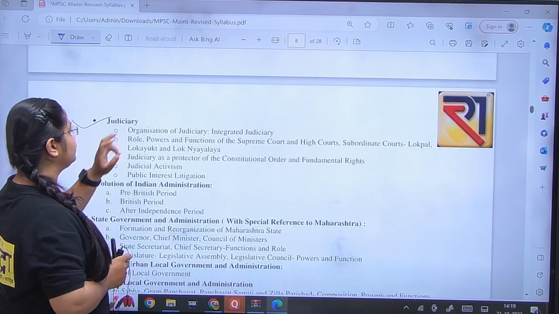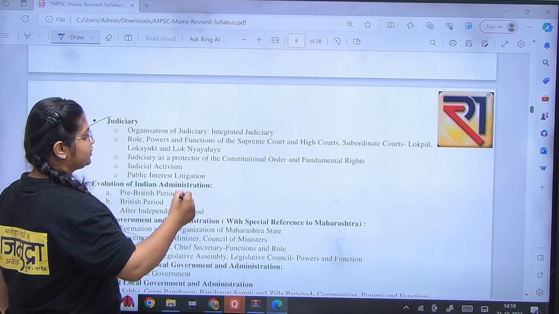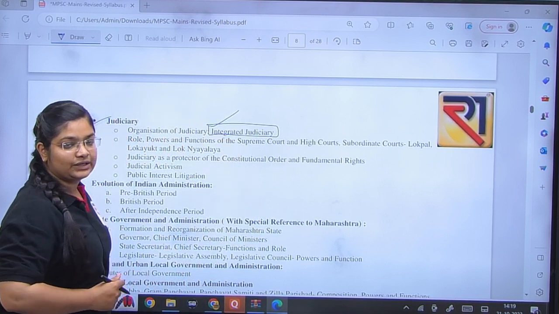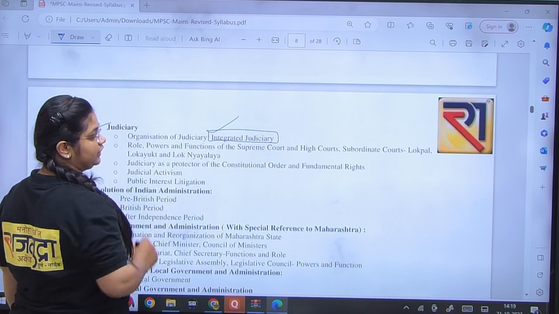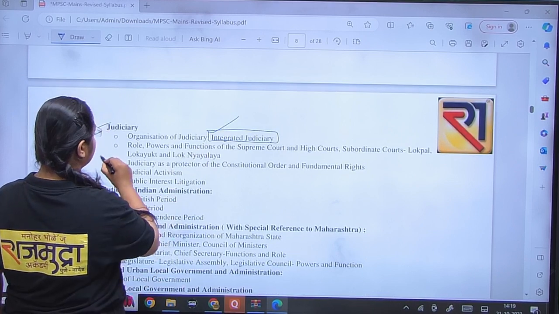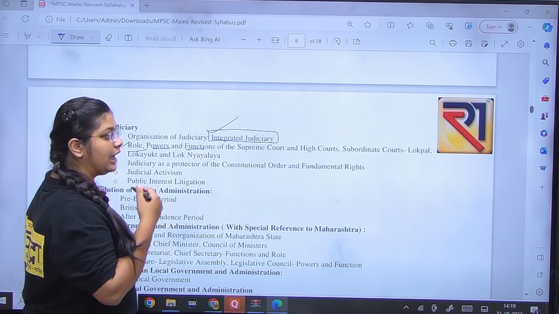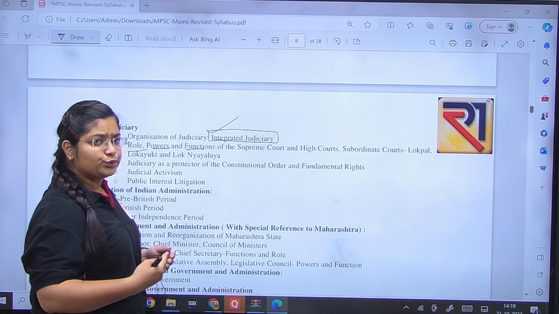Next thing is judiciary. Judiciary, organization of judiciary. What type of judiciary we are having? We are having integrated judiciary. Okay, in India we have integrated judiciary. Next, the role, the powers and the function of the Supreme Court and High Court. Subordinate courts, how do they work?